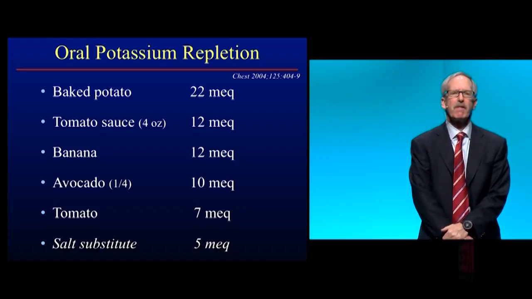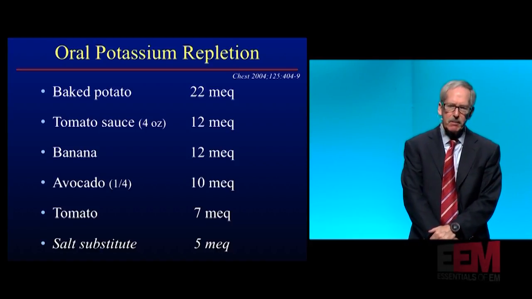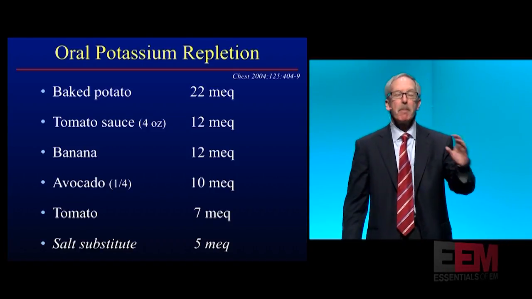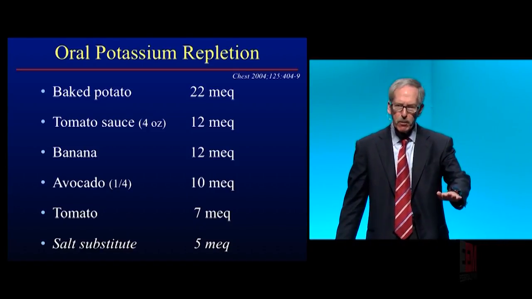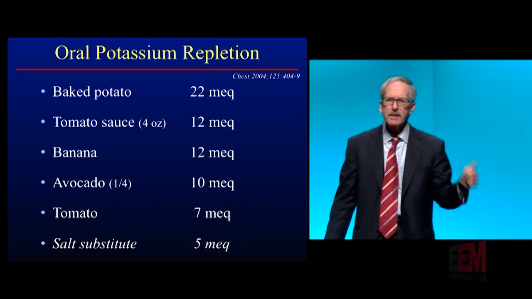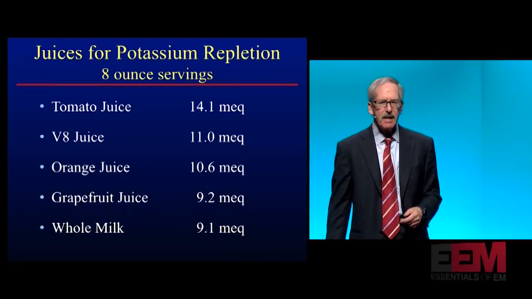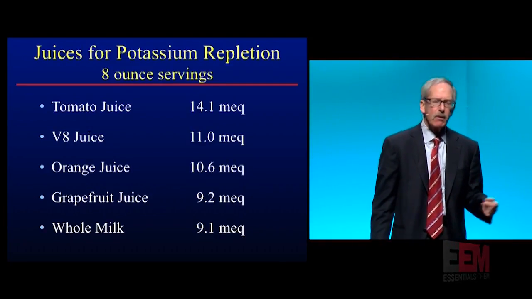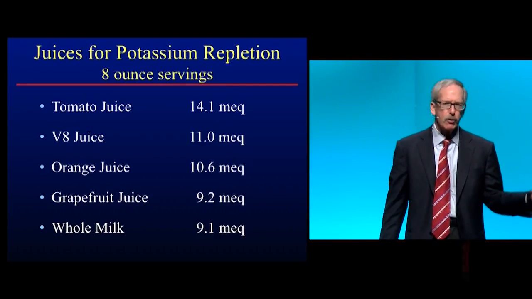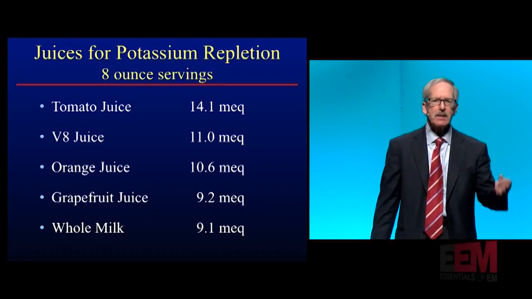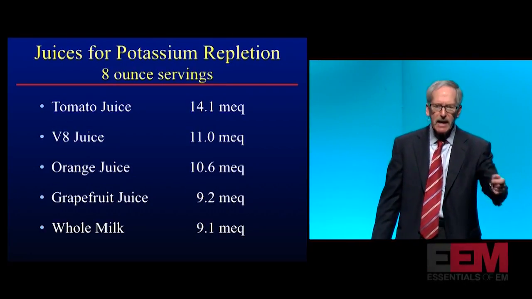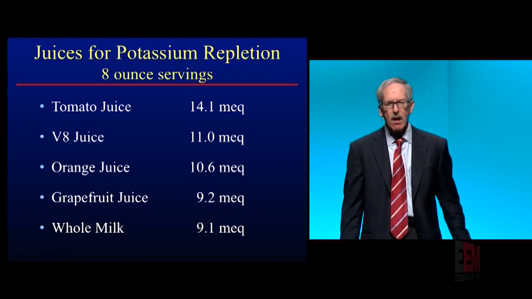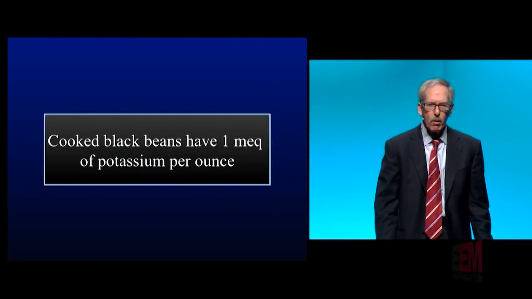Baked potatoes have more than 4 times the amount of potassium as salt substitutes. Tomato, tomato sauce, ketchup. Bananas have 12. Although very slippery if you let them on the floor. Avocados, 10 milliequivalents, and tomatoes at 7. Juices are so easy to recommend, and although I'm not saying orange juice is the most nutritionally best sugar water to give, it does have 10.6 milliequivalents. Whole milk, shockingly, has 9, and tomato juice at 14.1.